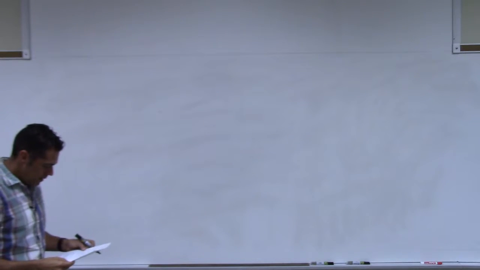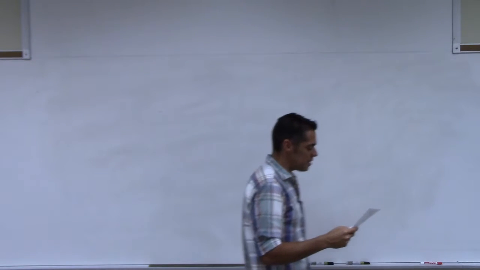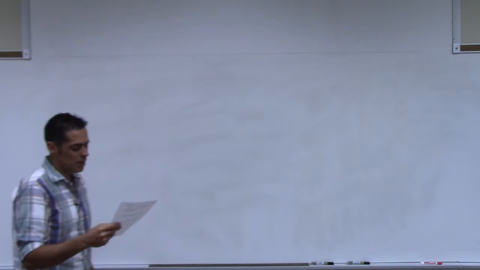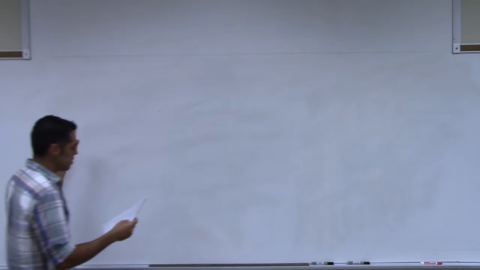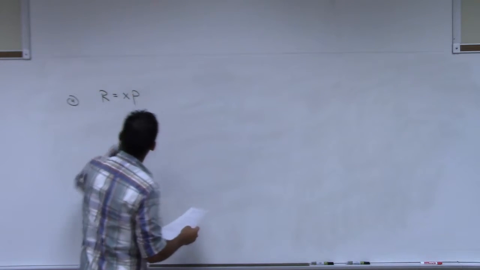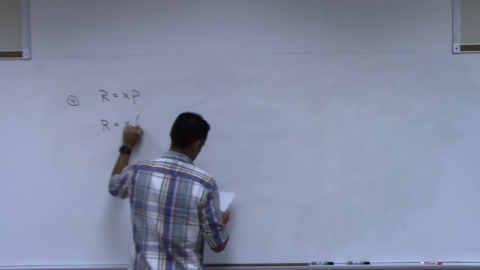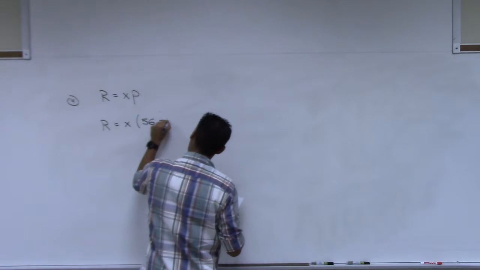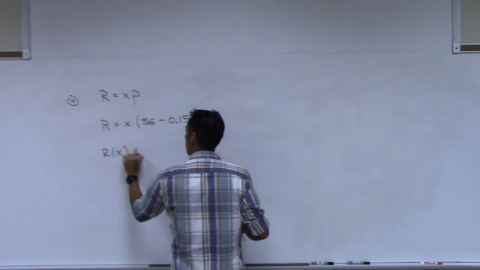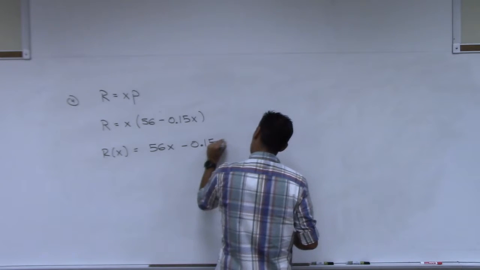So, all right, number 4. A clothing company has determined the price-demand equation for a particular style of pant is blah. Find the extrema for the revenue function. So we've got to come up with the revenue function, right? We've done this several times now. Revenue is x times price. So my revenue is going to be x times 56 minus 0.15x. I can distribute the x through and get 56x minus 0.15x squared.